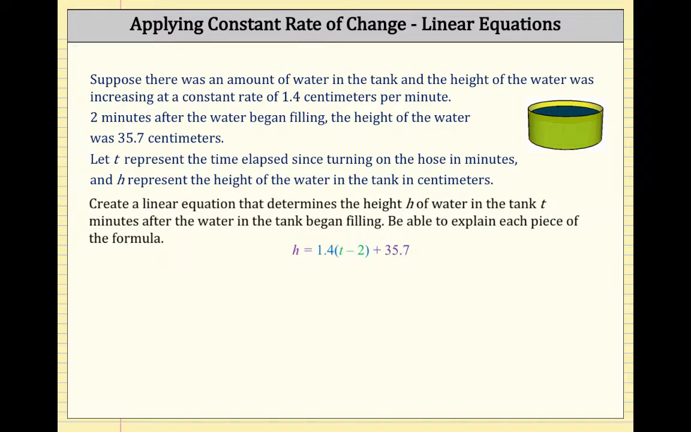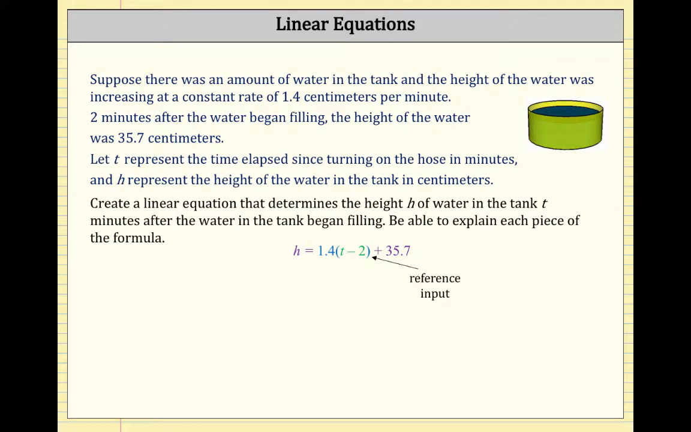Now let's focus on this linear equation that determines the height. Looking at the parts of the equation, that 2 represents the reference input. And then this t minus 2 represents the change in input. Because one of the things that we want to be able to do is to explain each piece of that formula. So 2 represents the reference input, and t minus 2 represents the change in input. Now that 1.4 does represent the constant rate of change, and the constant rate of change times the change in input represents the change in output. So what's left is to figure out what that 35.7 is, and that is the reference output.